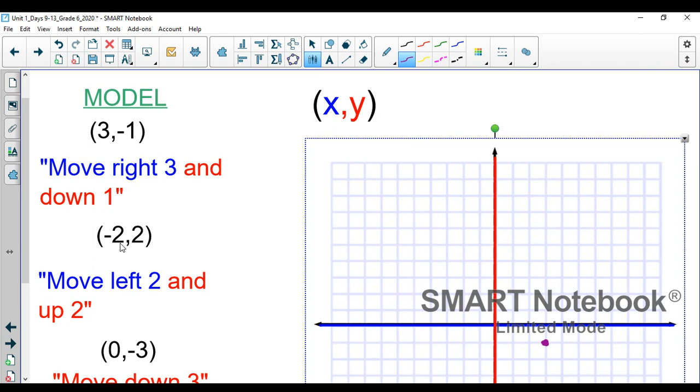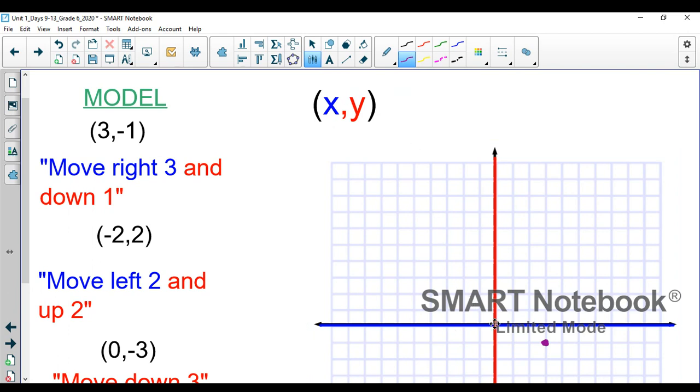The second point, (-2, 2). X always comes first, and X is left or right. So since it's -2, we're going to go 1 unit, 2 units left, and then up 2, 1, 2. So (-2, 2) will be right there. We went 2 left and 2 up. And the third one, (0, -3), well, the x-axis is 0, so we don't move left or right at all. All we do is we move down 3, 1, 2, 3.